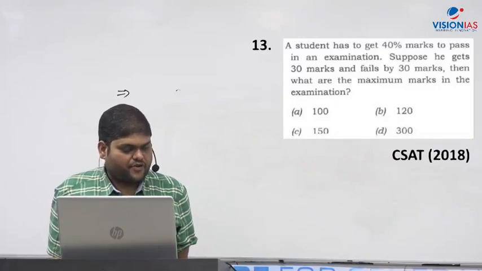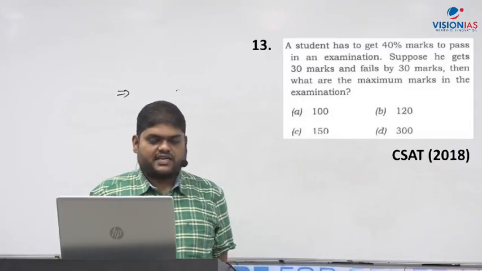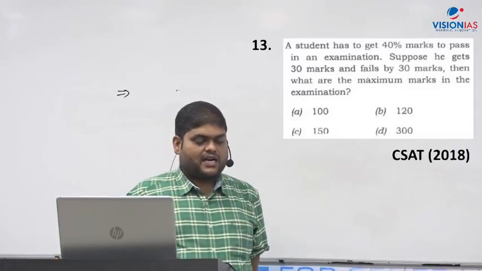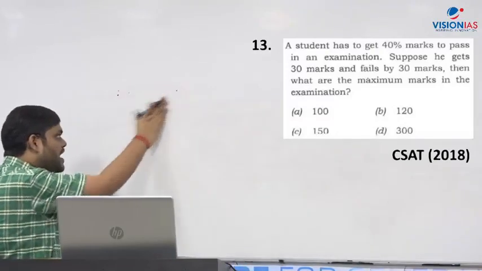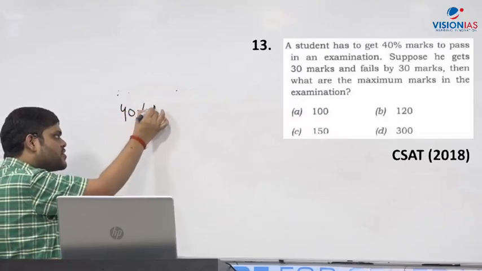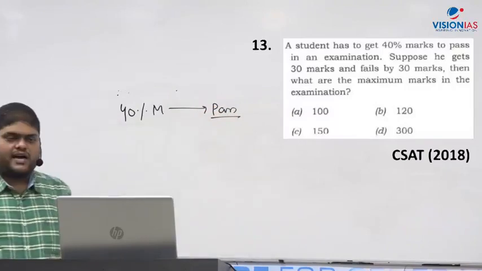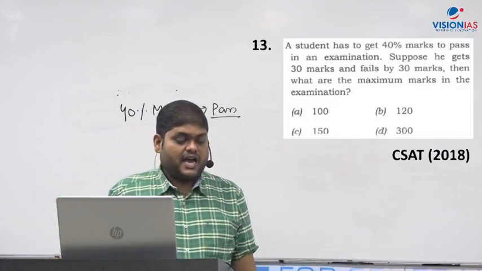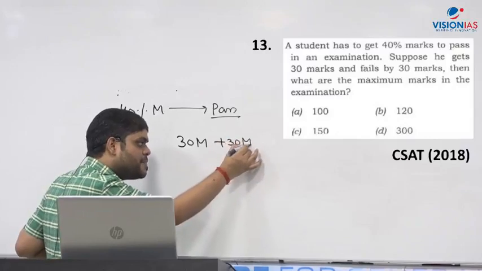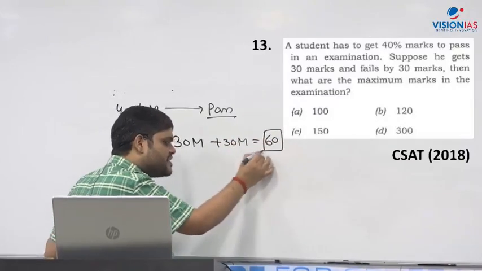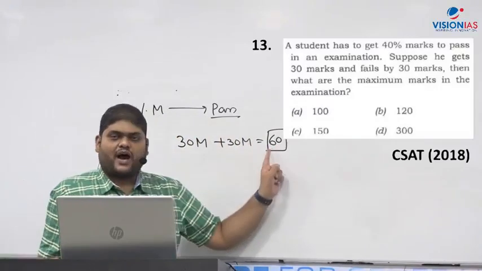A student has to get 40% marks to pass in an examination. Suppose he gets 30 marks and fails by 30 marks. See, 40% marks are required to pass the examination. He got 30 marks and failed by 30 marks. That means for passing, he should have got 60 marks. For passing, the total marks required are 60.